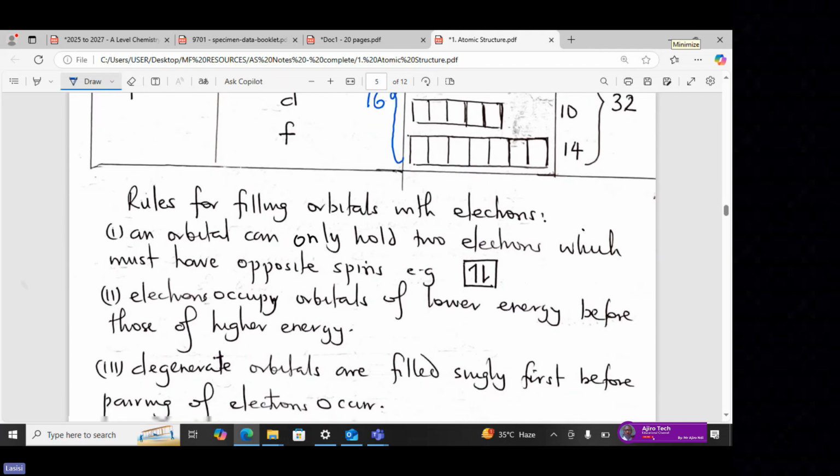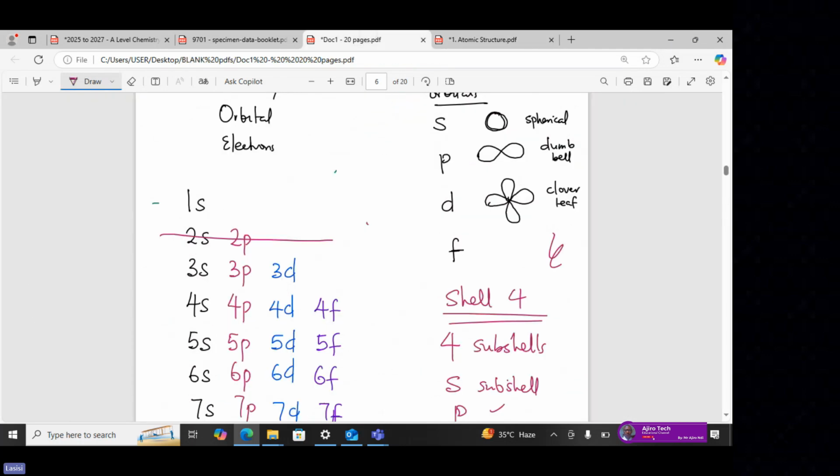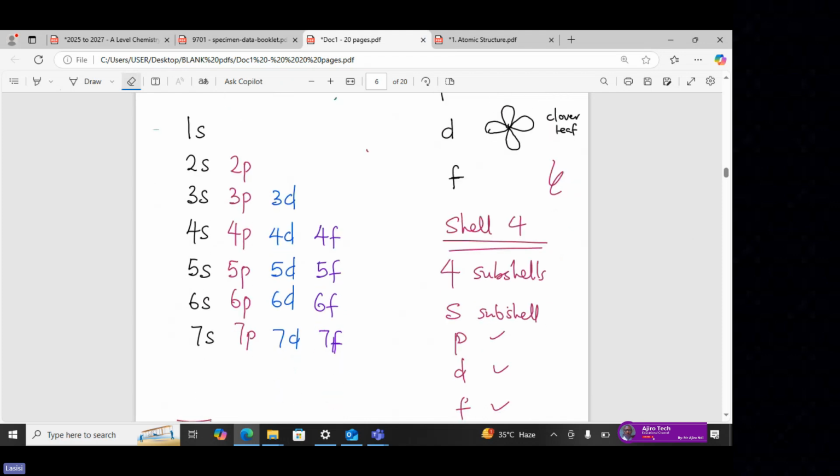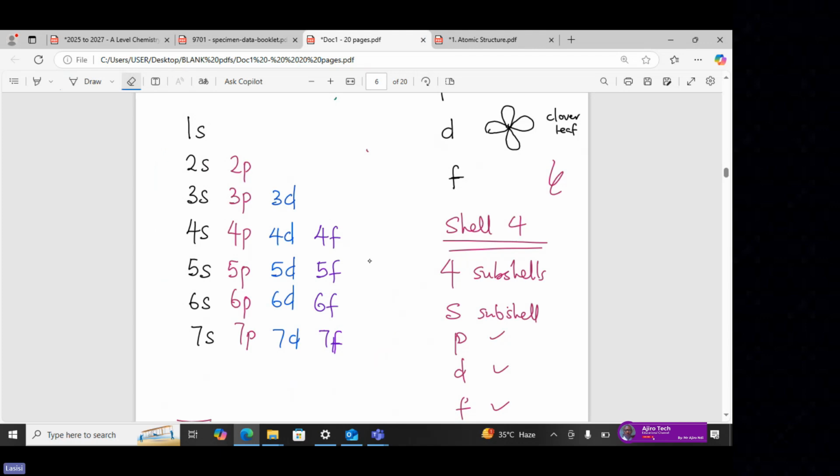Now, there are rules for filling orbitals with electrons. Or no, number 1, let me talk about rules for filling subshells. These I wrote here. Can you say these are orbitals or subshells? The way I wrote them, each of them: 1s, 2s, 3s, 3f. Are they subshells or orbitals? These are subshells.